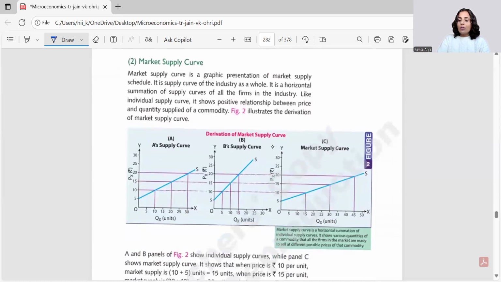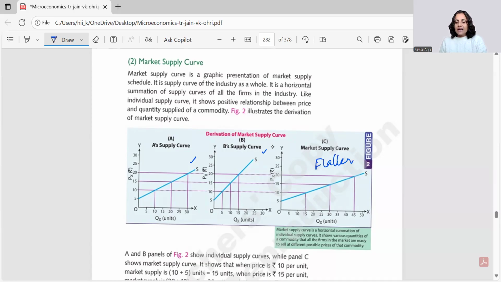Okay. So when we talk about the market supply curve, individual supply curves are steeper because the quantity supplied by one particular individual is less. But when it comes to the market, it is the linear sum total of this curve and this curve, curve A and curve B. So this curve becomes flatter.